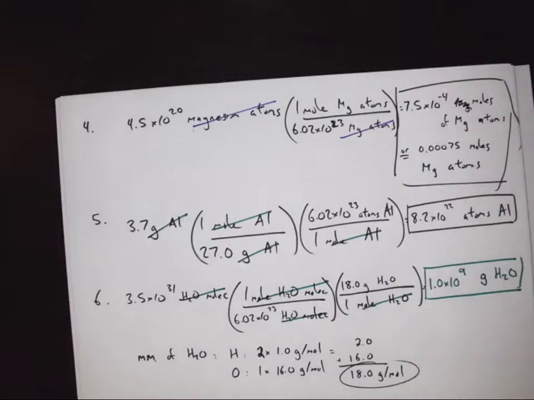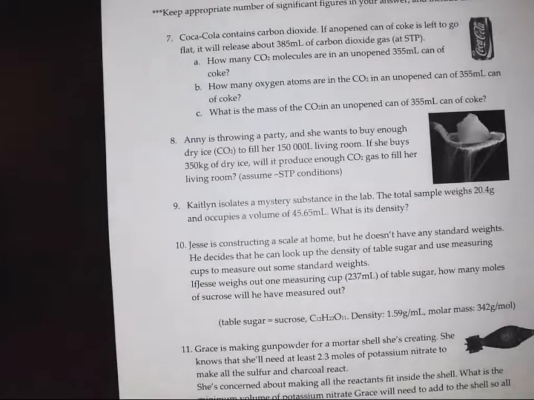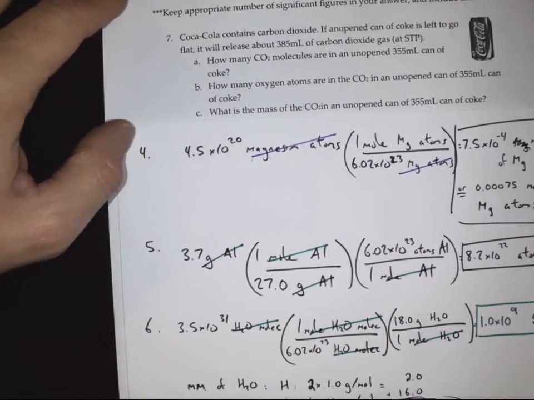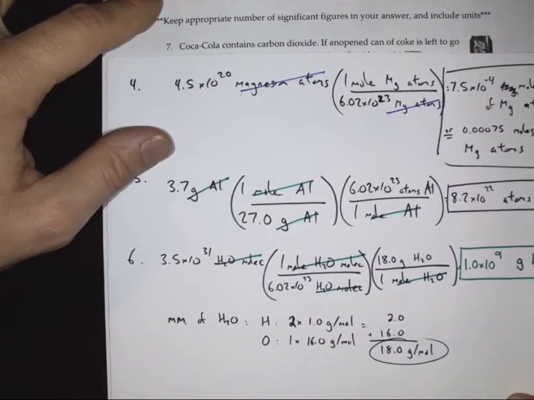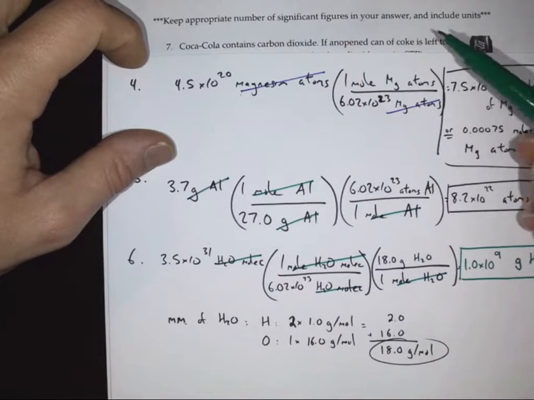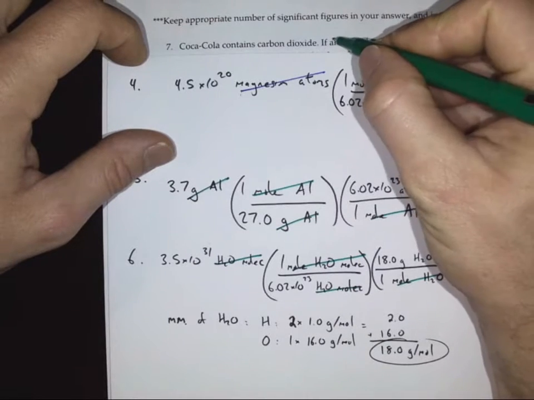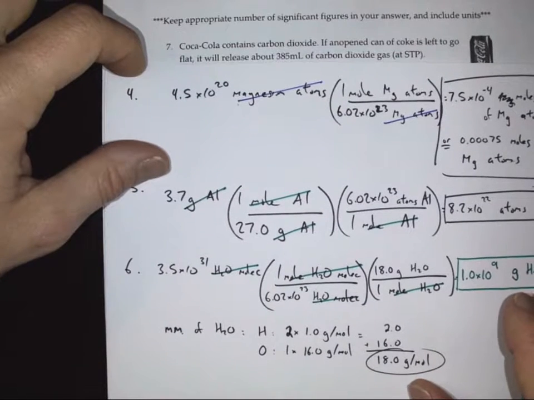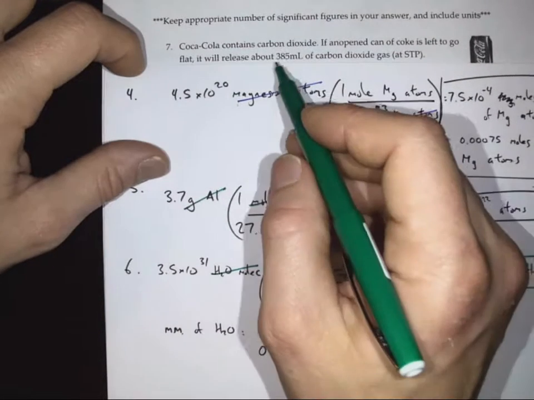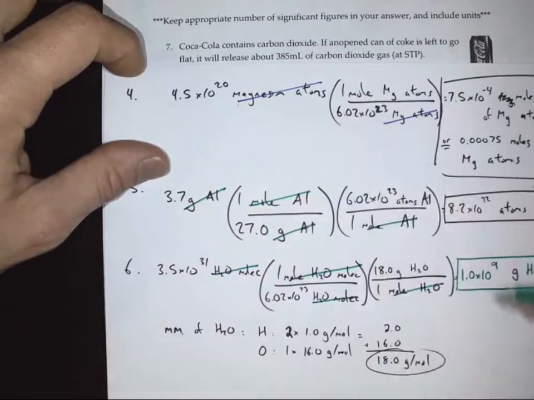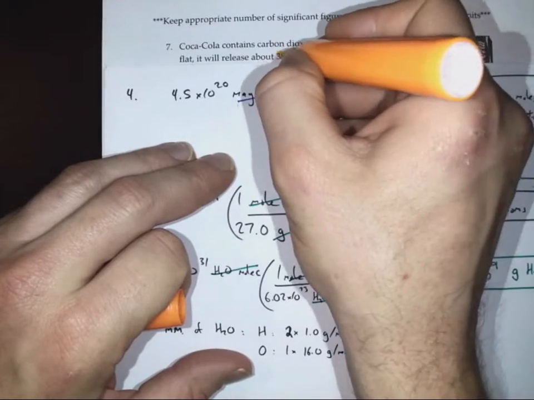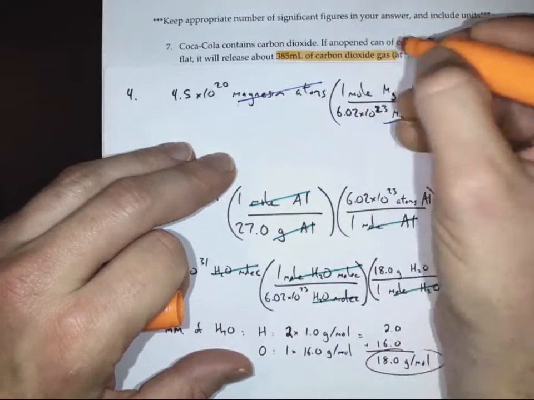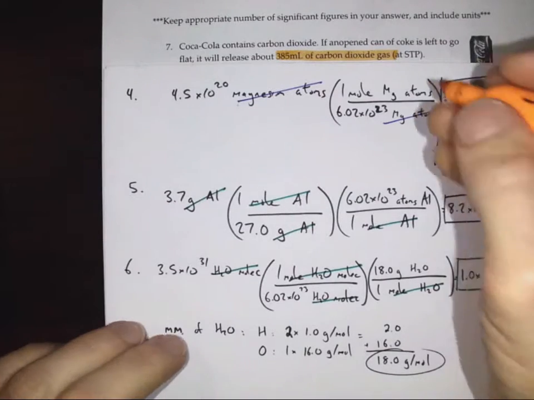All right, so let's move on to the next page here. The next page is about Coca-Cola. Question 7 says Coca-Cola contains carbon dioxide. If an open can of Coke is left to go flat, it will release about 385 milliliters of carbon dioxide gas at standard temperature and pressure.